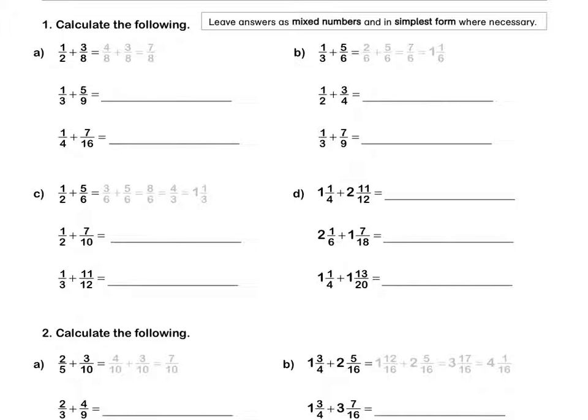B, 1/3 and 5/6. The lowest common denominator is 6. We rewrite 1/3 as 2/6, times top and bottom by 2. 2/6 plus 5/6 is 7/6, which as a mixed number is 1 1/6. Pause this video to complete A and B by yourself.